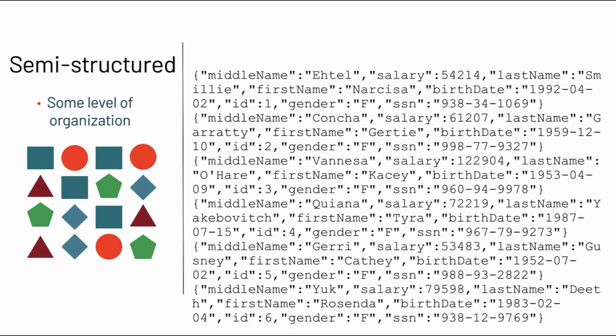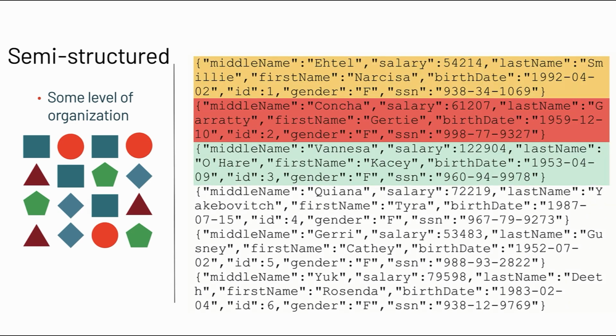Then we have semi-structured data. Semi-structured data fits in between structured and unstructured data. It does not reside in a formatted table, but it does have some level of organization. What we have on the screen here is JSON. You can see that our data is tagged, but the number of tags could vary. So in this particular example, we have middle name or salary or birth date. So we've covered the three types of big data, again: structured, unstructured, and semi-structured.